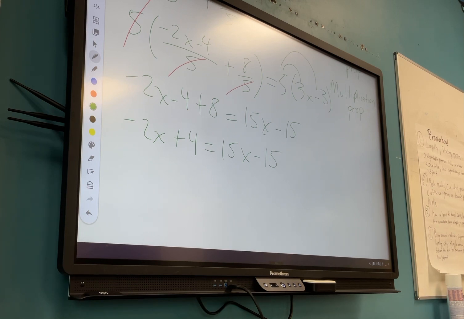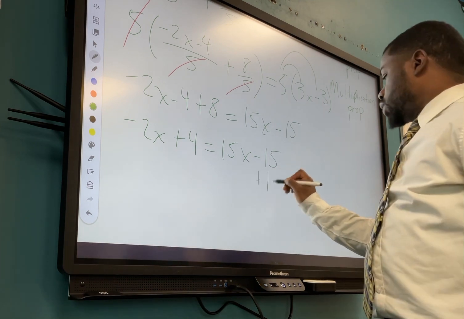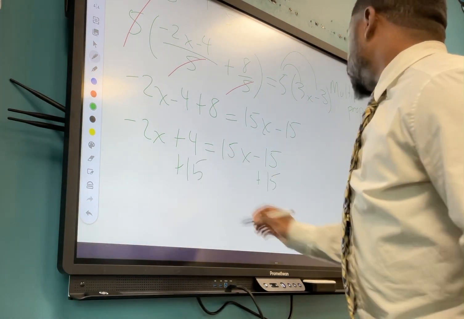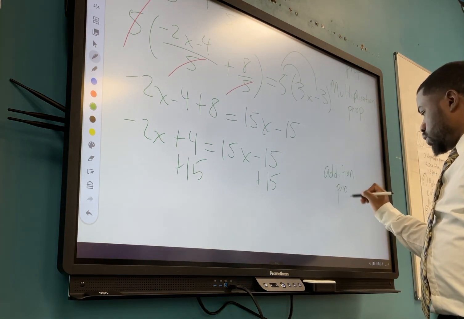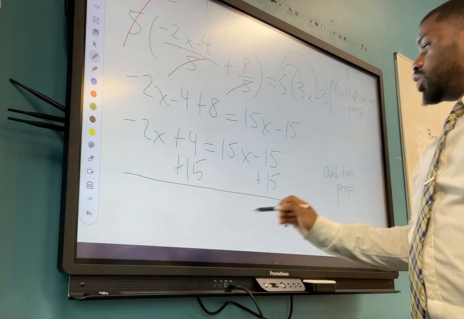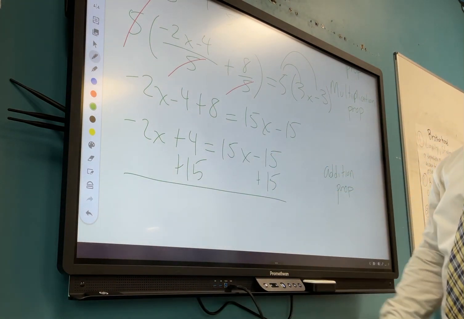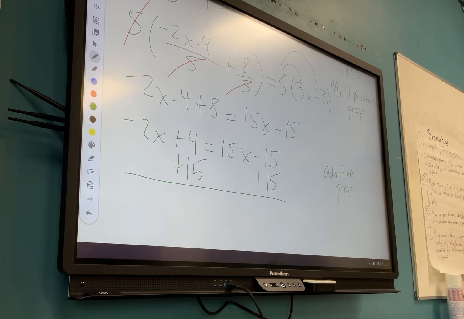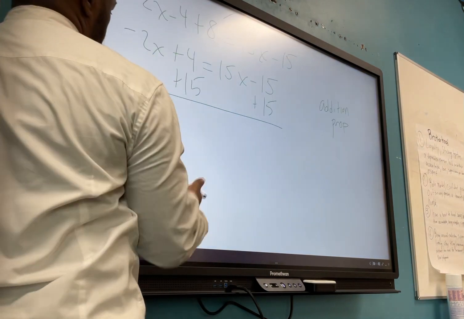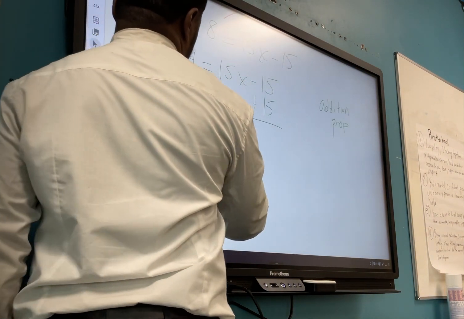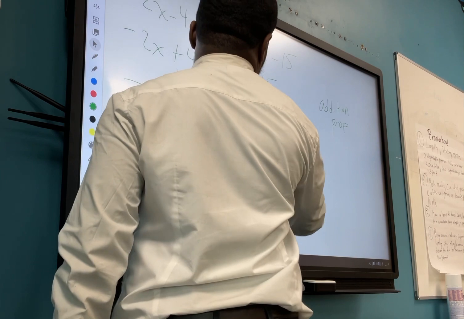Addition. What would you add? Plus 15 on both sides. Yeah, you can add plus 15 on both sides. All right, we can do that. So now we have 4 plus 15, what is that? 19, all right. So you have negative 2x plus 19 is equal to 15x, all right?